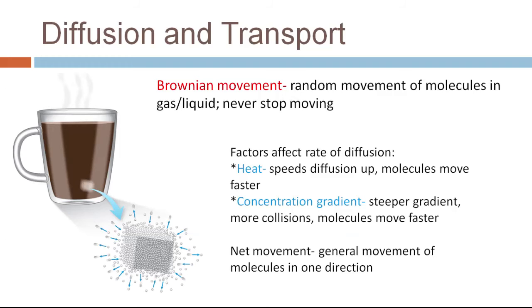Okay, so why do things diffuse? This is something important to mention. Brownian movement, or sometimes called Brownian motion, this is just the random movement of a molecule or a substance, an element, whatever it may be, in a gas or a liquid. It never stops moving. Nothing stops moving. All molecules and substances just have their own random energy of movement.